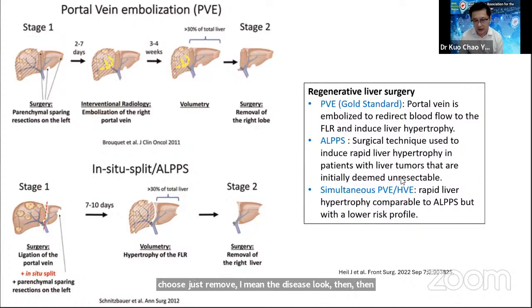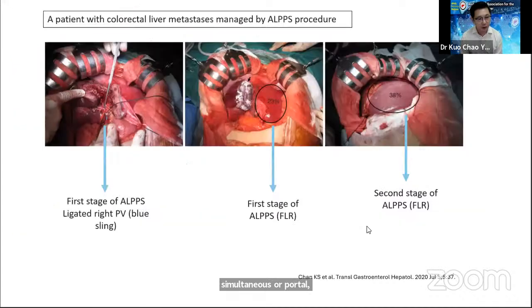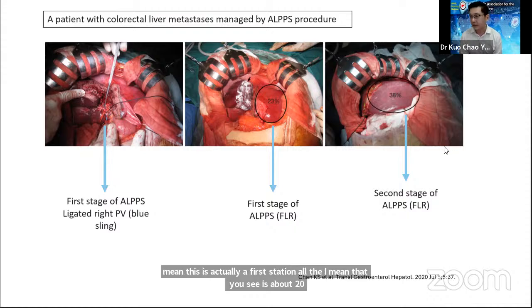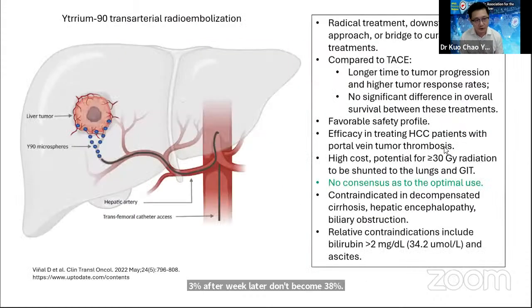Of course, there are other methods like simultaneous portal vein embolization and hepatic vein embolization, which can give a more rapid hypertrophy. So this is what was published by my surgical colleague, for patients with colorectal liver metastasis managed by the ALPS procedure, where in the first stage they ligate the right portal vein, and subsequently about a week later, I think this is the first stage that you see, about 23%. After a week later, it becomes 38%. So that is always an option.